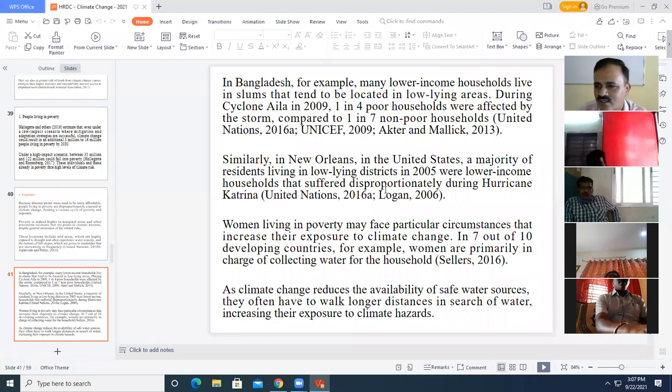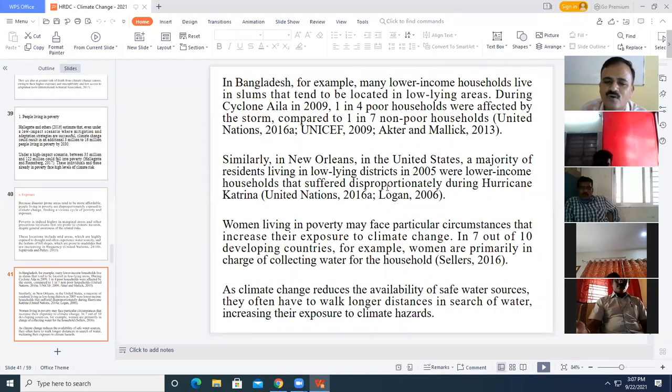During Cyclone Aila in 2009, 1 in 4 poor households were affected by the storm, compared to 1 in 7 non-poor households. So just to compare that: 25% of the poor households were affected, whereas among the non-poor people, only 1 in 7. So that is a disproportionate, unequal effect due to the exposure in the location.